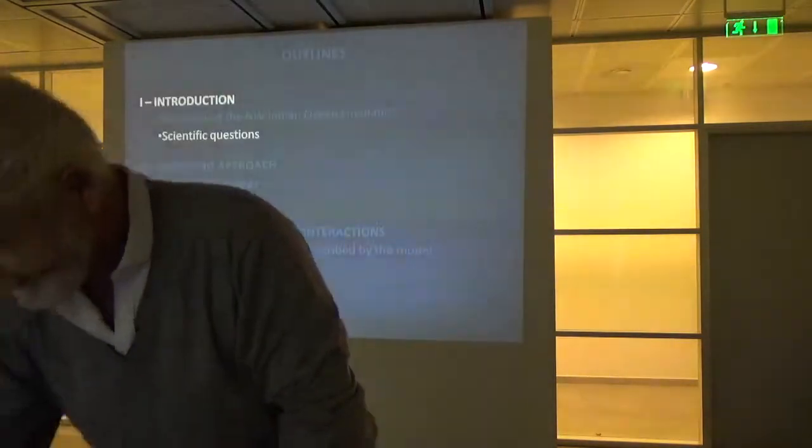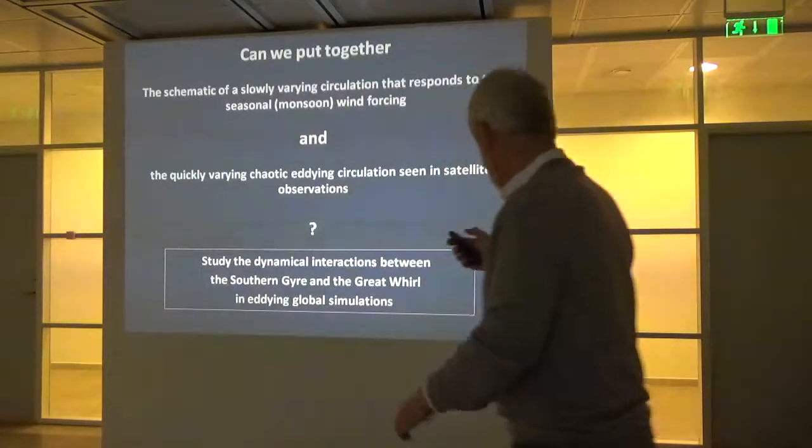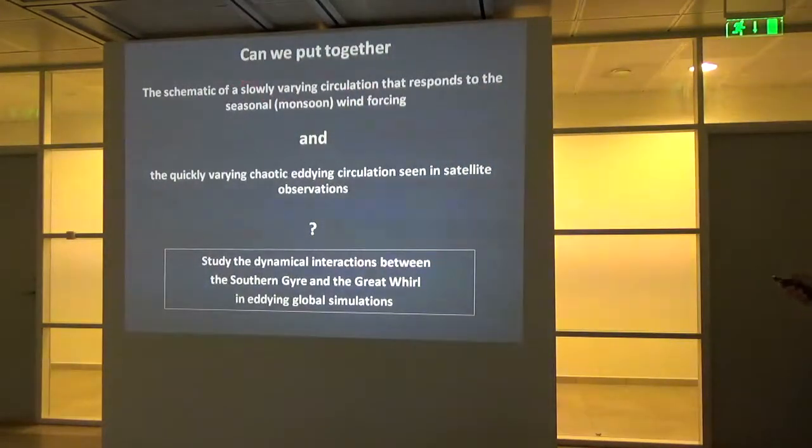Okay, so the question that we want to address then is, how can we put those two visions together? Can we reconcile the slowly varying circulation that responds to the monsoon and the quickly time-varying chaotic eddying circulation seen in the satellites?